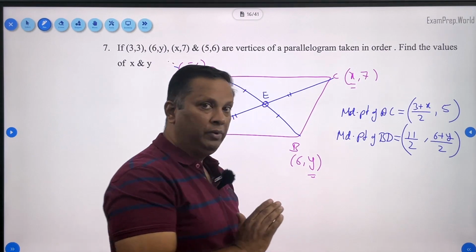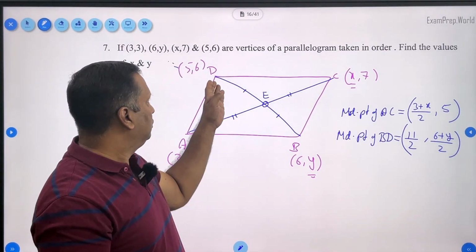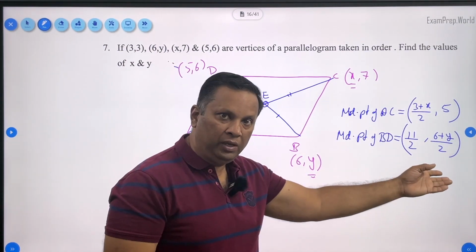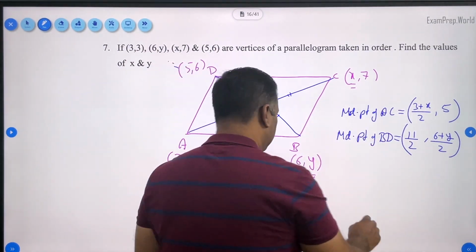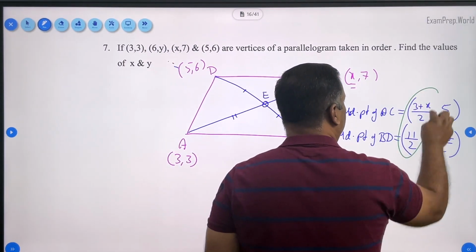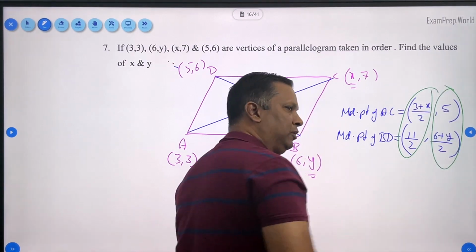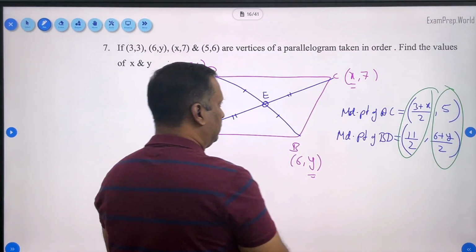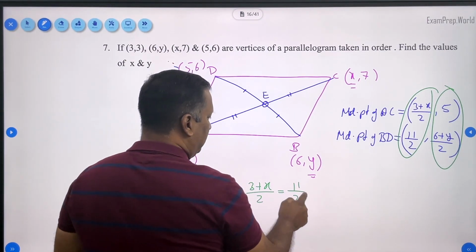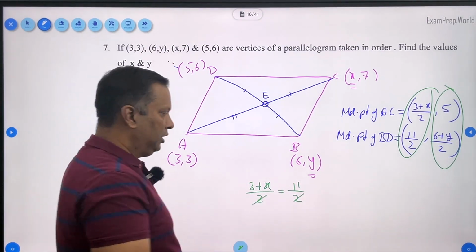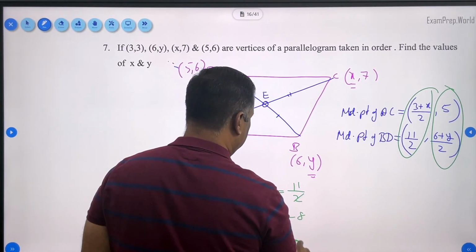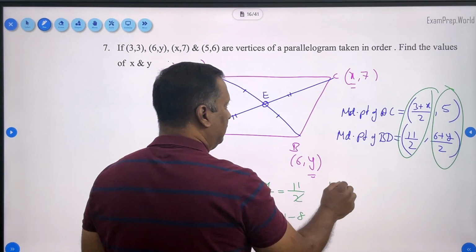Now, what did we learn in the previous question? That the midpoint of DB and AC is one and the same point, which is E. So these are the coordinates of E. So we can equate them. We'll equate this part to get x and equate this part to get y. So let's do it. 3 plus x by 2 equals 11 by 2. Cancel 2, x equals 11 minus 3, which is 8.